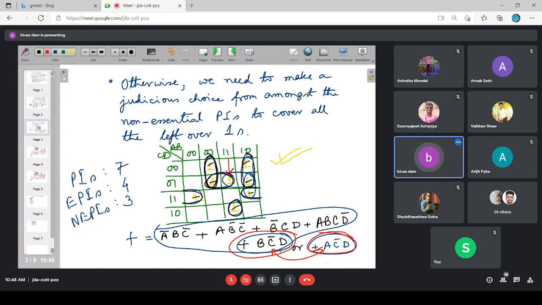Okay, but remember, I repeat that provision: if for inclusion of that leftover one, there are 2 possibilities, 2 non-essential PIs, one of which is a quad and the other is one pair, then definitely I'll be going for the quad. So there you cannot go for that pair at all. So that's the judicious choice. Okay? Okay, sir.